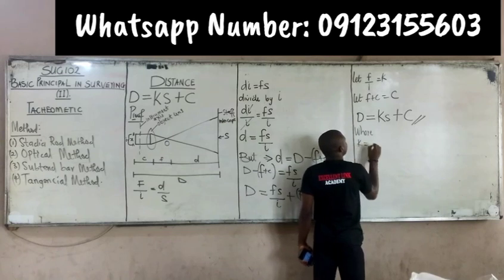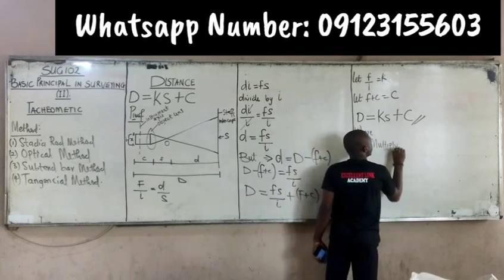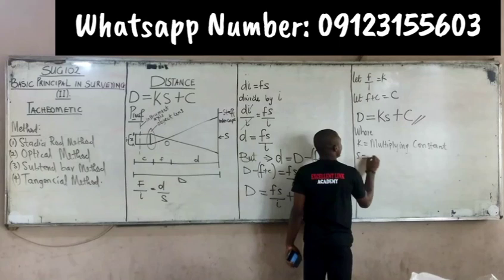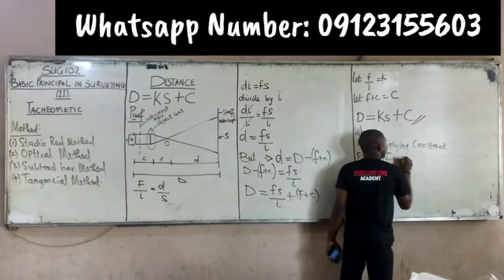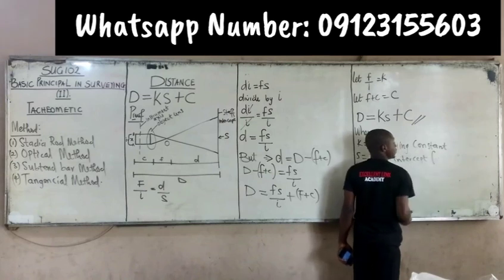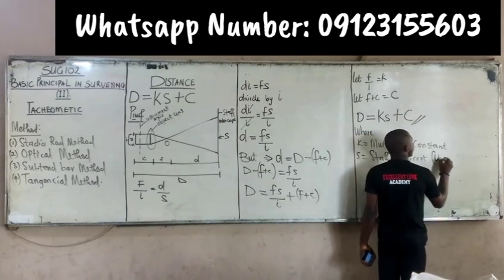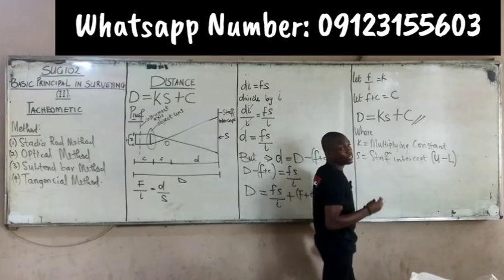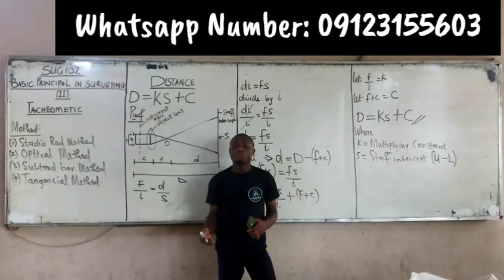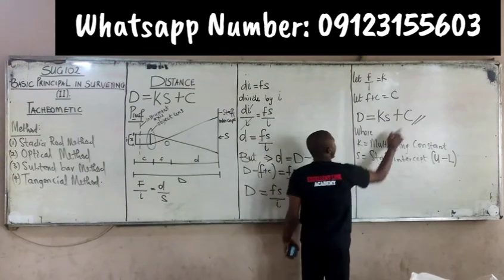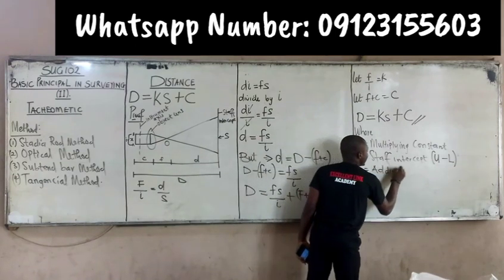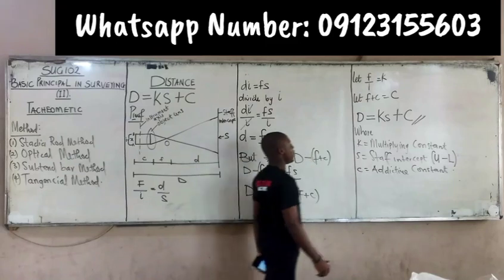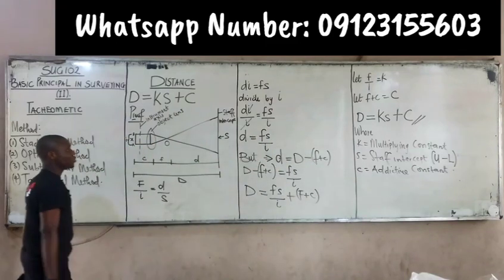K is called the multiplying constant, and s is called the staff intercept, which is gotten from subtracting the upper minus the lower limit. Please notice, staff intercept is gotten from the subtraction of the lower limit from the upper limit. And C is called the additive constant. So this is how to prove the concept of D is equal to Ks plus C.